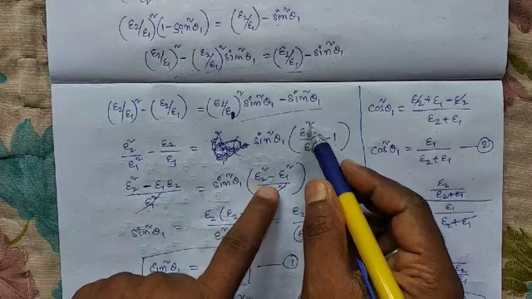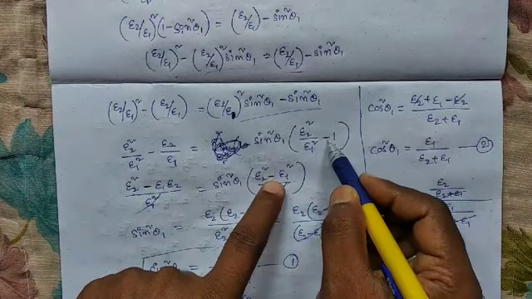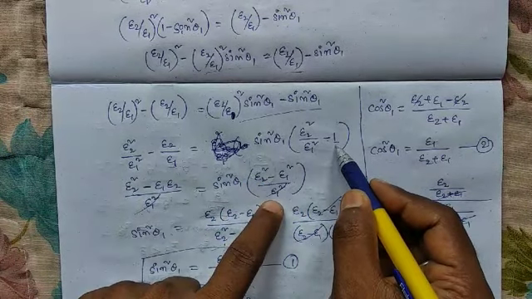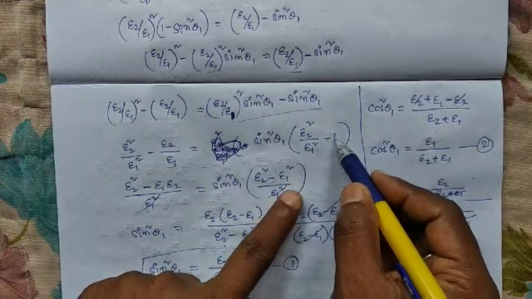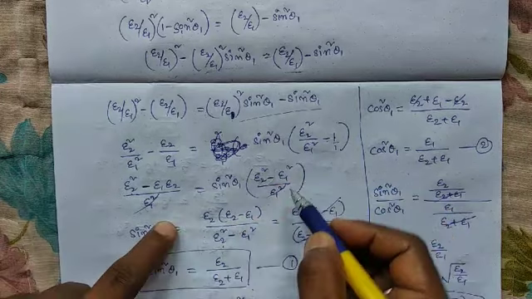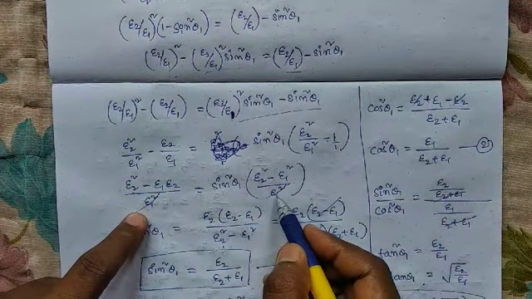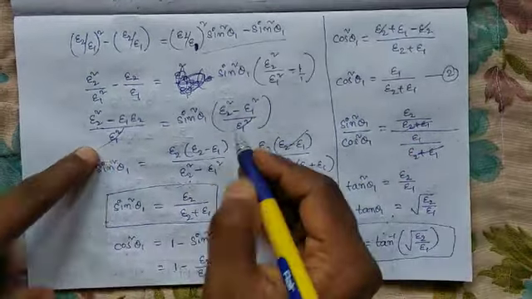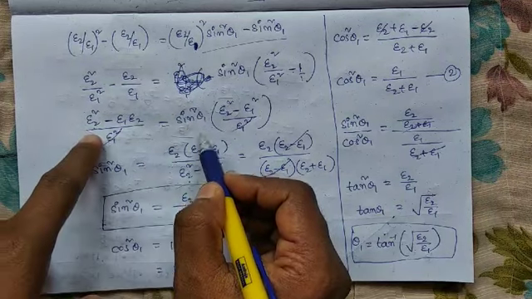1 into epsilon 2 square, minus, here 1 by 1. This epsilon 1 square is divided by 1, which means epsilon 1 square. This epsilon 1 square is multiplied with 1, that is epsilon 1 square. On both sides we are cancelling the epsilon 1 square, and from this we are determining sin square theta 1. Simply performing cross multiplication, sin square theta 1 is equal to epsilon 2.